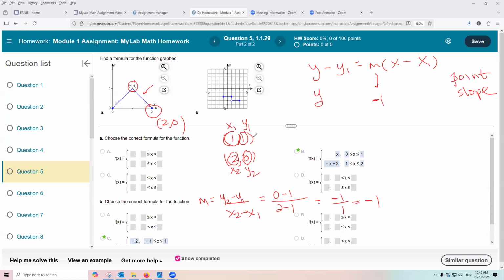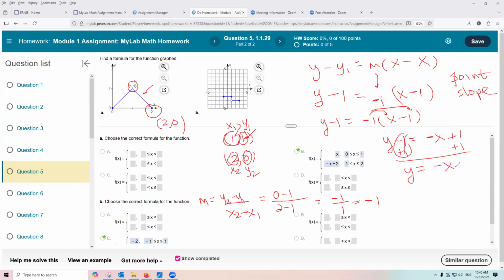All right, let me plug in. Our y1 value is a 1 here. Our x1 is a 1 also. So we have y minus 1 equals negative 1 times x minus 1. Let me multiply this negative 1 inside the parenthesis. y minus 1 equals negative x plus 1. Add 1 to both sides. I want to get y by itself here. I have y equals negative x plus 2. So that's the equation I want to use for the right-hand side.